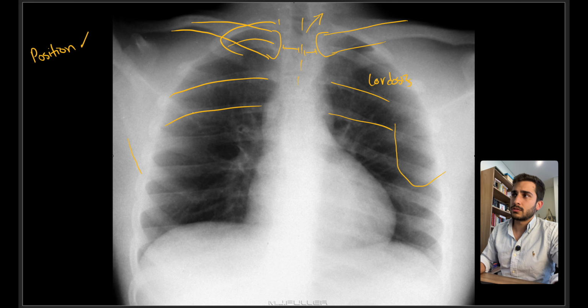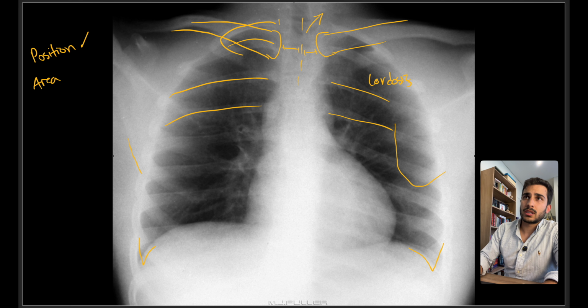So we've got the top, nothing's been covered in terms of the costophrenic angles and the diaphragms on the side. How well are they doing a breathe in? Okay, so if I take a different colored marker, so that was rib number 1.